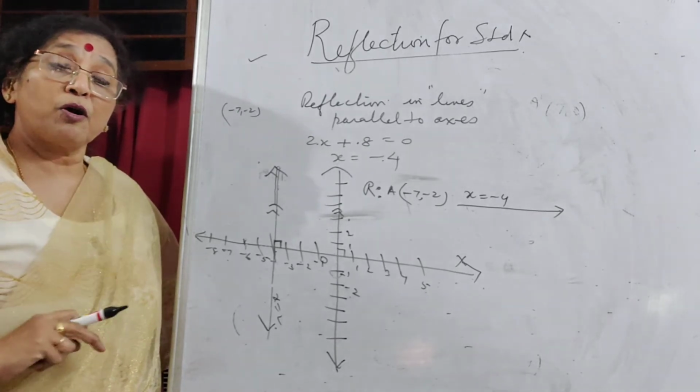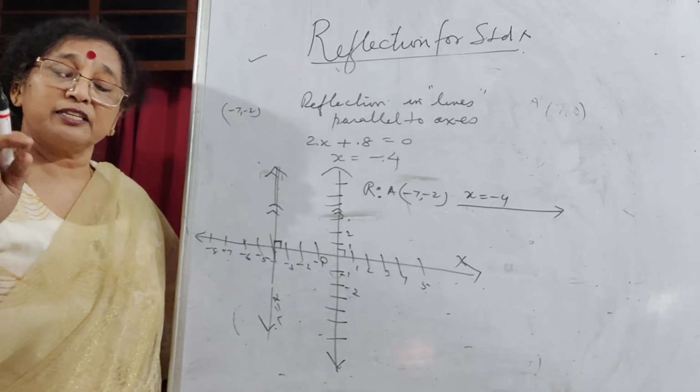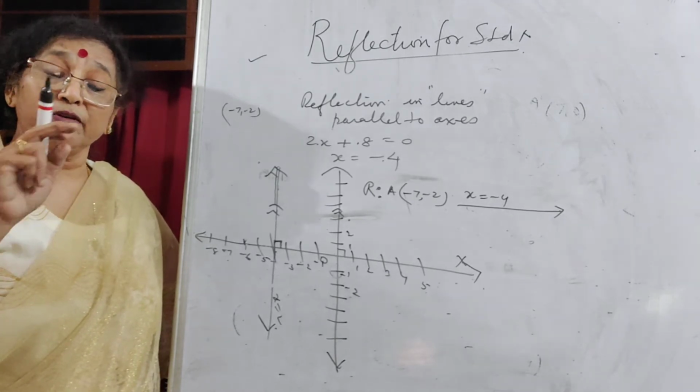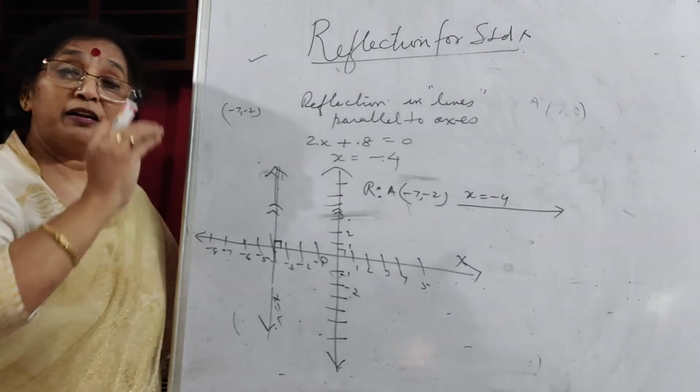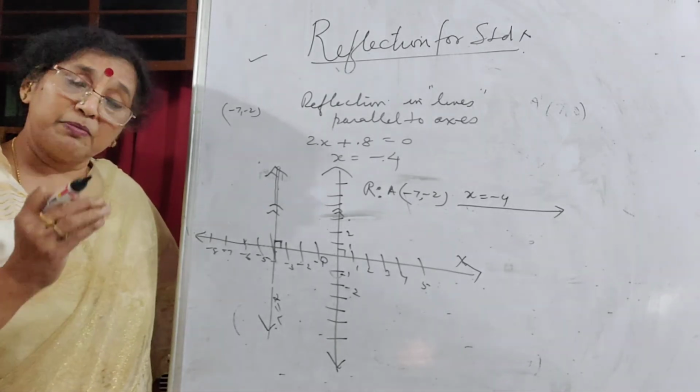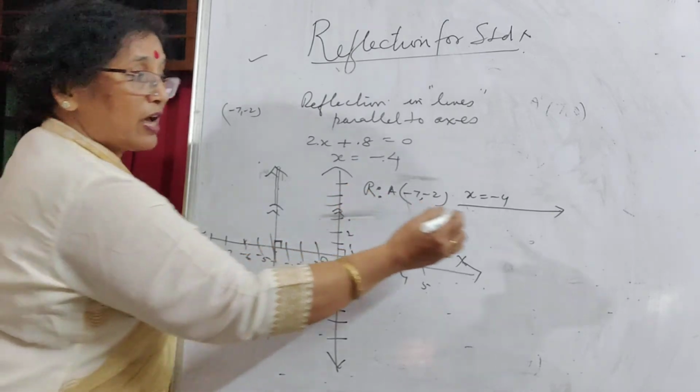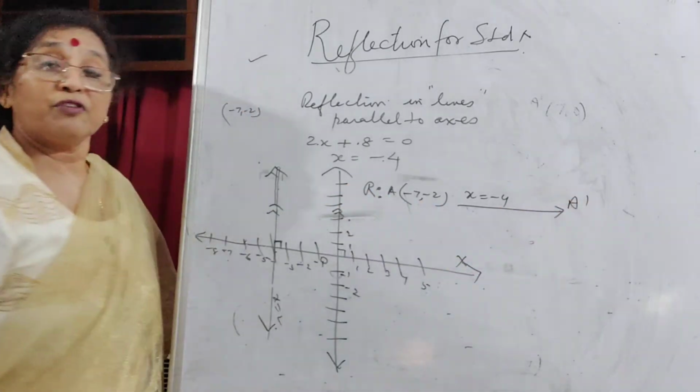When the teacher has taught you to plot x plus y equals 5, 2x minus y equals 6, or x equals 3 and y equals something, that time only you should have learned how to plot lines. Many must have done. Okay. So now you have to find the image. What is the rule, children, for the image?